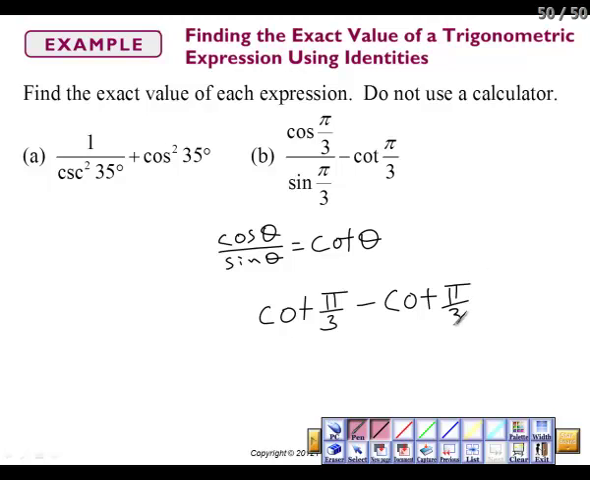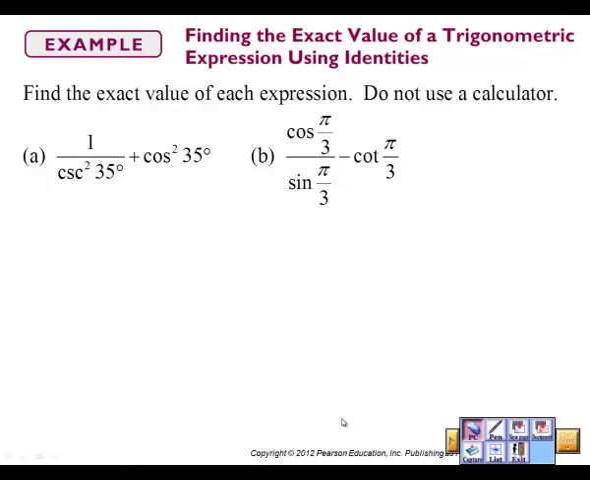Well, anything minus itself, what do you think that's going to be? You should have said 0. And so because this is in pi over 3 radians, this will be 0 radians. And that's our answer. So if it's not in degrees, it's in radians. It doesn't necessarily have to be pi over something. It can just be a number like 2 or 5. Well, if it's not in degrees, it's in radians, so you want to keep that in mind as you're going through these.